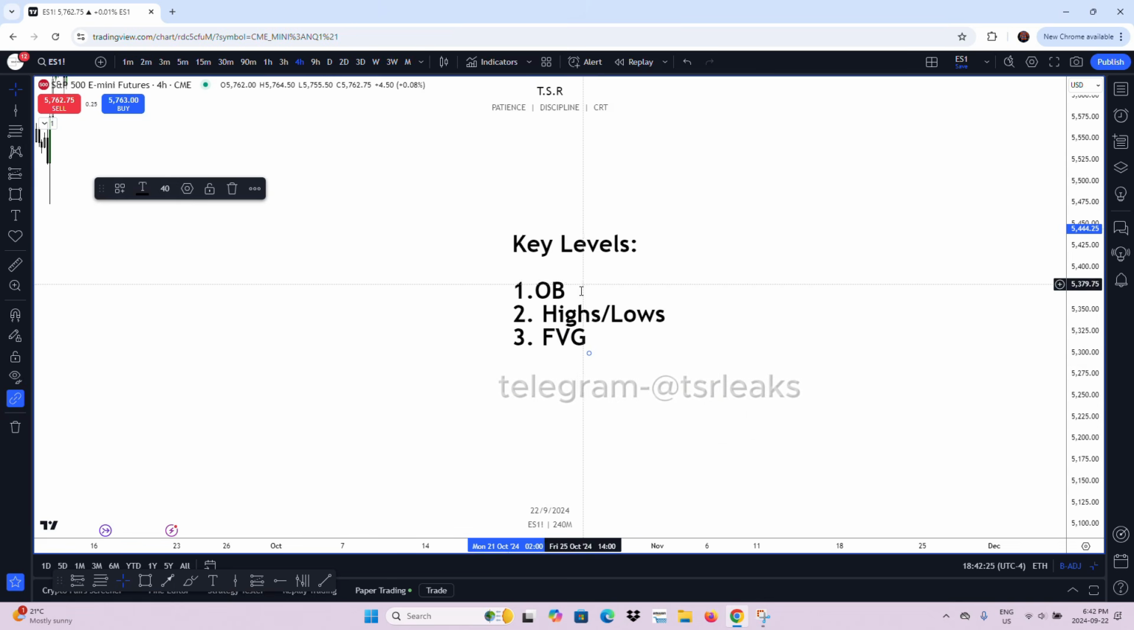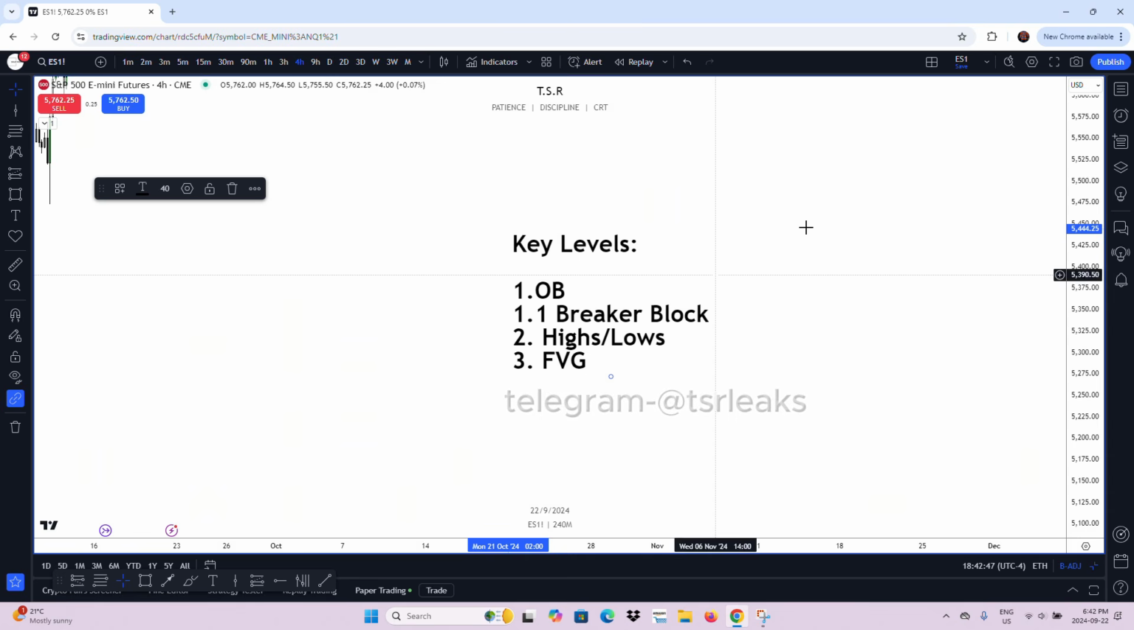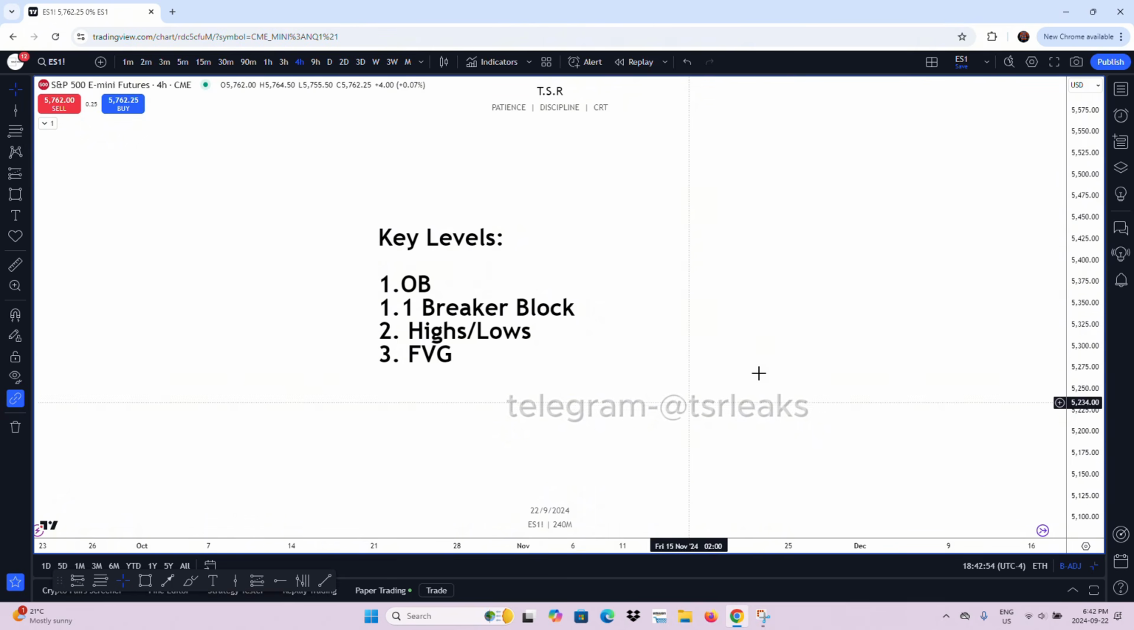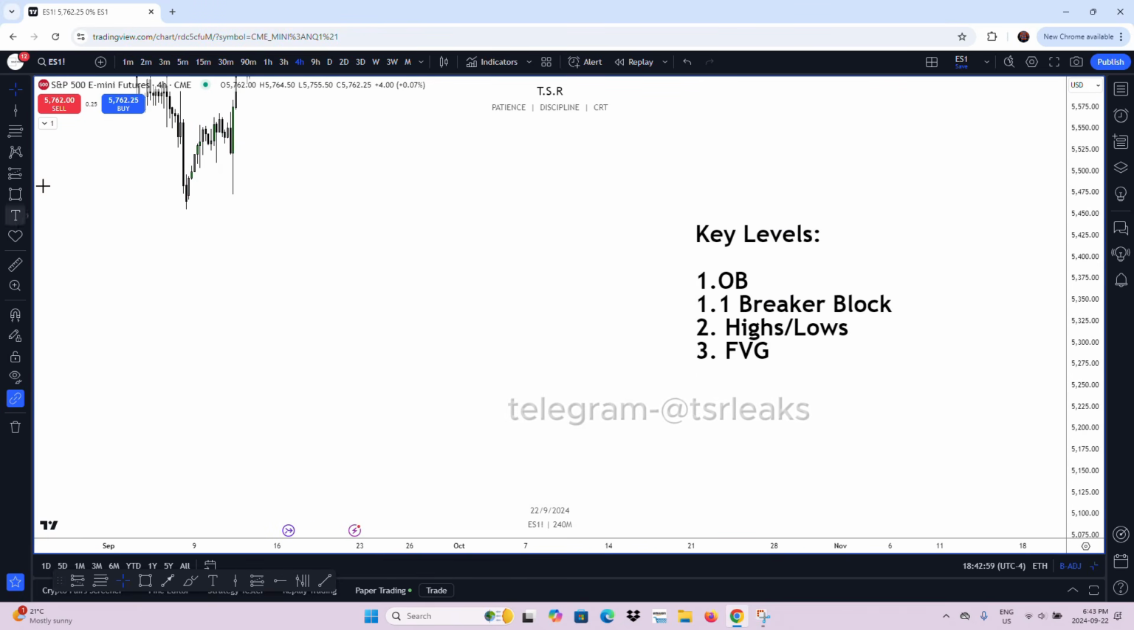Now, besides an order block, high and low, and FVG, what else do we have? What else is there that relates to an order block? So for this, I'm going to do 1.1. And what are we going to say? A breaker block. So what is a breaker block? A breaker is the high. So in a bullish scenario, it's the last high that rejected the low, which would be something like this.